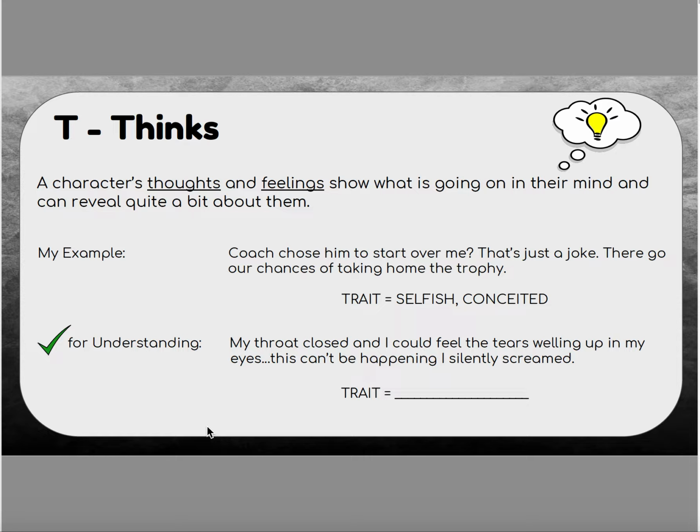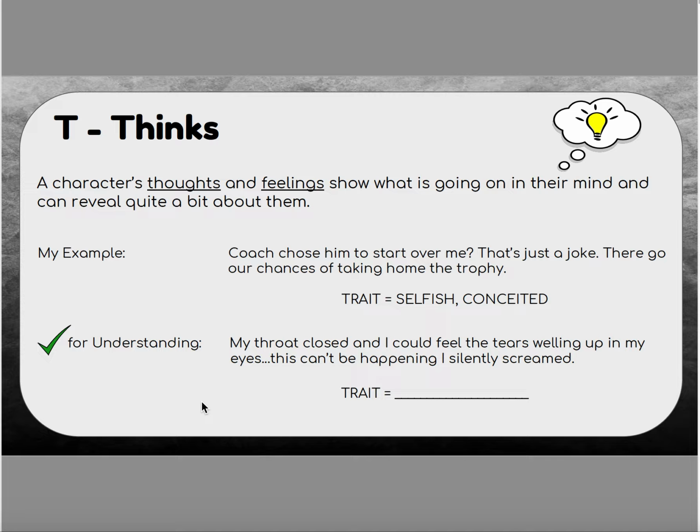So look at our example. "Coach chose him to start over me. That's just a joke. There go our chances of taking home the trophy." So this person thinks that they're the best, right? How are they going to choose that person over me when I'm the best person for the job? So this trait shows that they might be a little selfish. They think that they're better than everyone else. Maybe they're conceited.